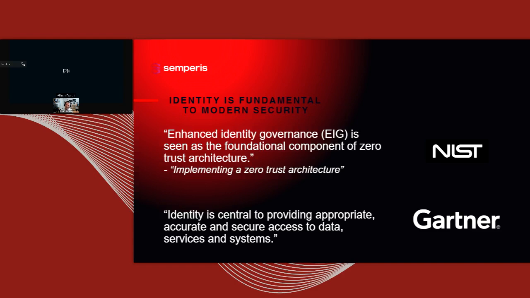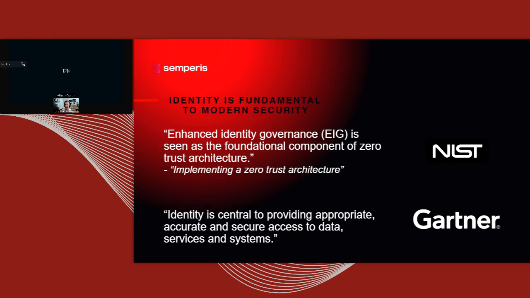Sometime if you're having a hard time going to sleep one evening, look up the NIST document implementing a zero trust architecture. In it, you will find the statement that enhanced identity governance is seen as the foundational component of zero trust architecture. And identity governance means not just your identity system, but the governance process by which identities are created, changed, and hopefully removed. Now, Gartner says identity is central to providing appropriate access and secure access.